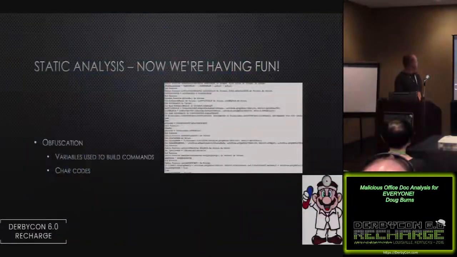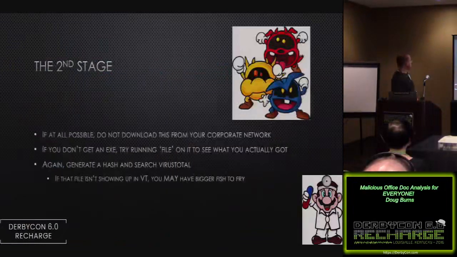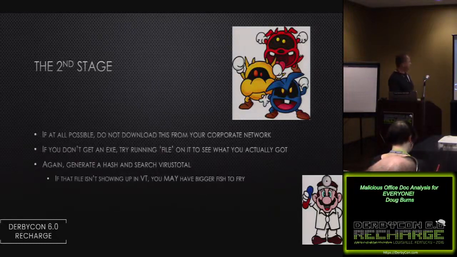All right, so static analysis. The second stage, right? We've decided that this is a dropper. We don't have the bad stuff in the macros. This is a dropper, so now we want to pull down the second stage and see what is the badness. If at all possible, don't download this from your corporate network. That's where we're going to spin up that VPS that we've got in Toledo, Ohio, and pull down the malware so it doesn't look like it's my company pulling it down. It's just a non-attribution thing, right? Don't tip your hand if you don't have to.